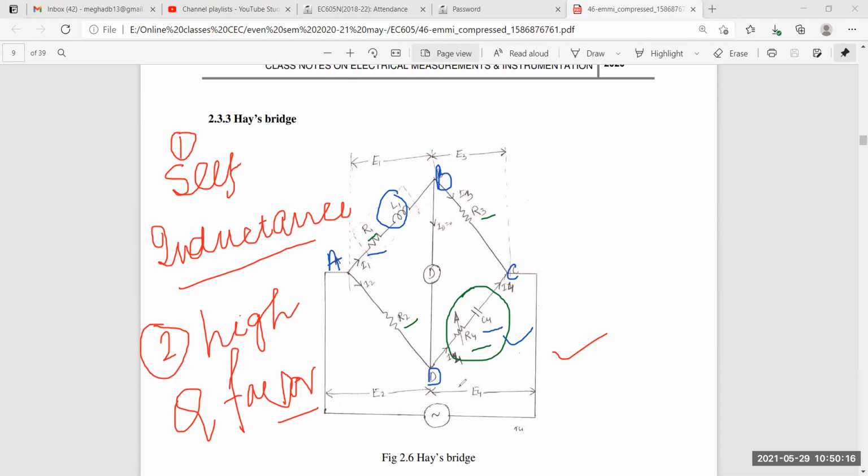Now the other two non-inductive resistors, here also you have two pure resistive resistances, that is R3 and R2. So they are called non-inductive resistances. R2 is connected in the arm AD, and R3 is connected in arm BC. I think this much is clear to you all.